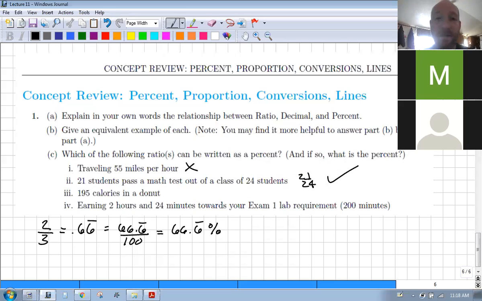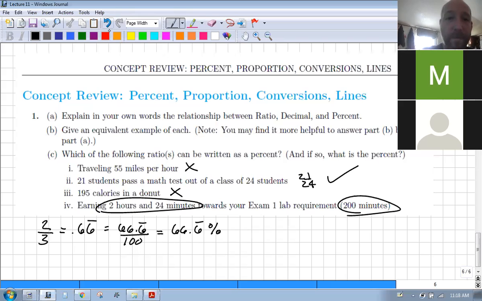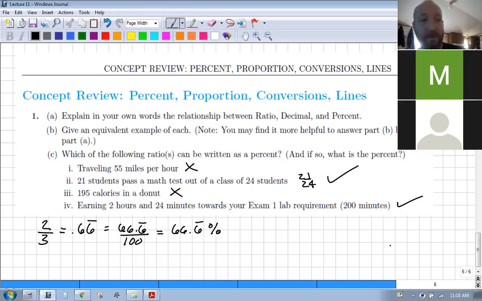195 calories in a donut. We're comparing calories to donuts. That can't be written as a percentage. Earning 2 hours and 24 minutes towards your exam 1 lab requirement, which is 200 minutes. Here we can do a percentage because we're comparing minutes to minutes. Okay. Does that make sense? Kind of sounds odd. You earn so many minutes towards a lab requirement. But if the requirement is also in minutes, then you are comparing minutes to minutes.